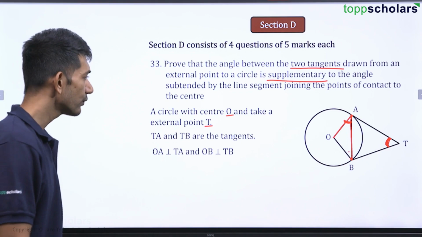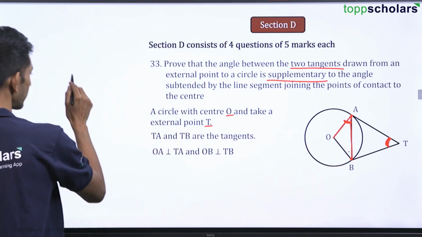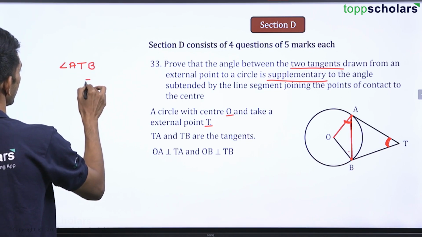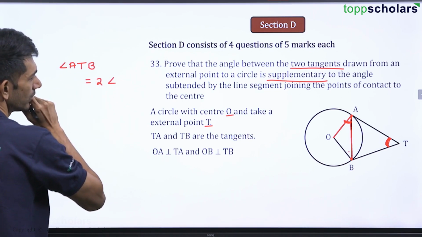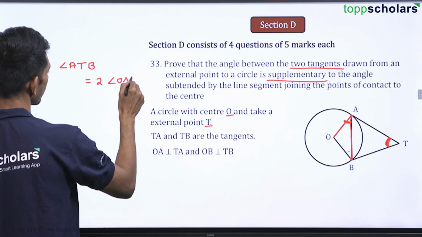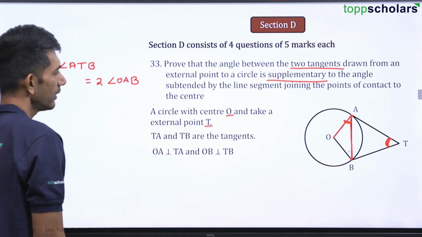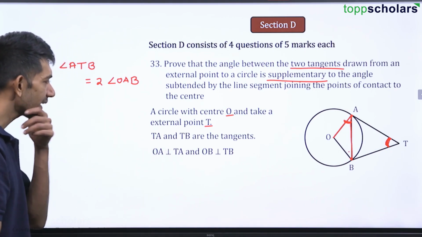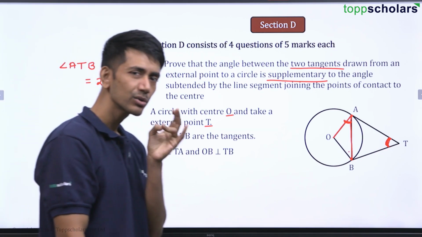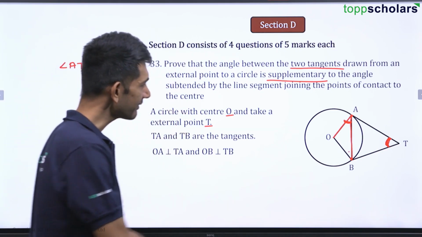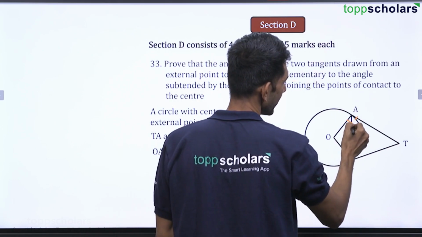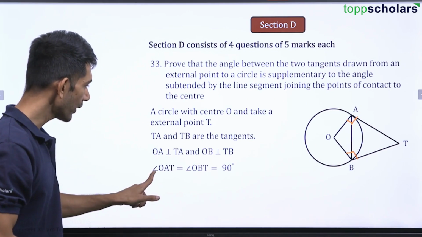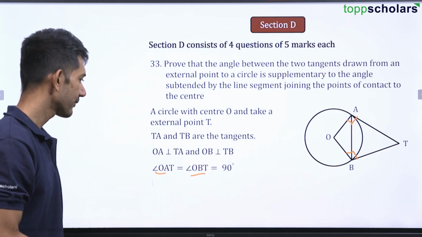Now what are we supposed to prove? We are supposed to prove that angle ATB plus angle AOB is 180 degrees. Correct? Now see here, it is already given that OA and OB are the radius, and we know that tangent is perpendicular to the radius at the point of contact. So can I say this angle will be 90 degrees, this angle will be 90 degrees, because radius is perpendicular to tangent. See here, OAT is 90, OBT is 90, correct?